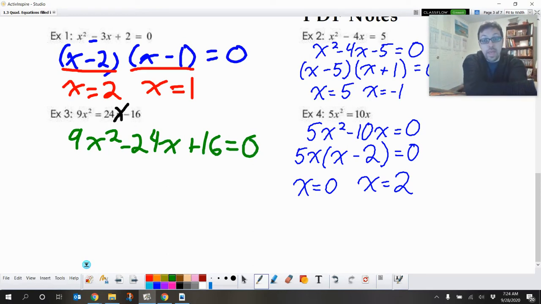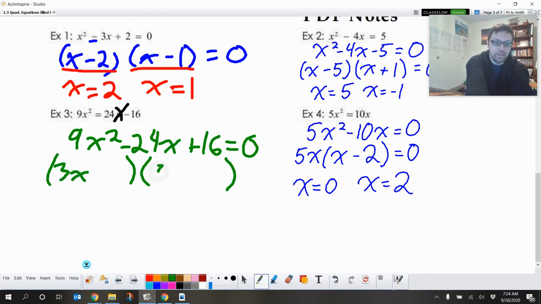Okay. And then I need to factor this thing. So I'm looking at that 9. I'm going to probably break that 9 into a 3 and a 3. I'm just going to do guess and check method here. So a 3 and a 3. And that's 16. And again, I'm just kind of guessing here. So maybe a 4 and a 4. It's easiest to do factors that are right in the middle.